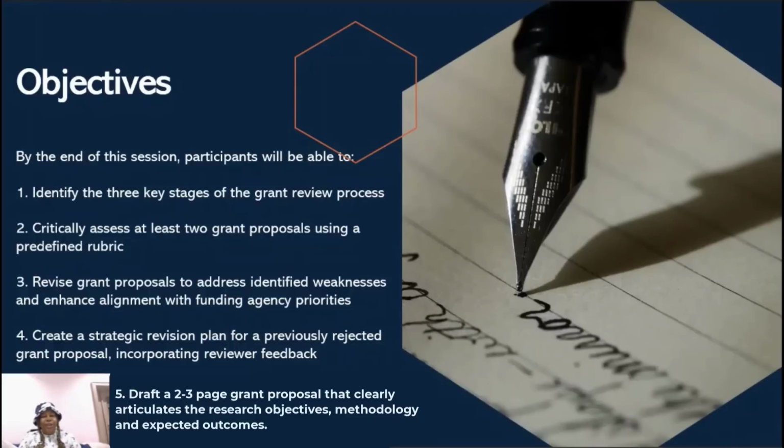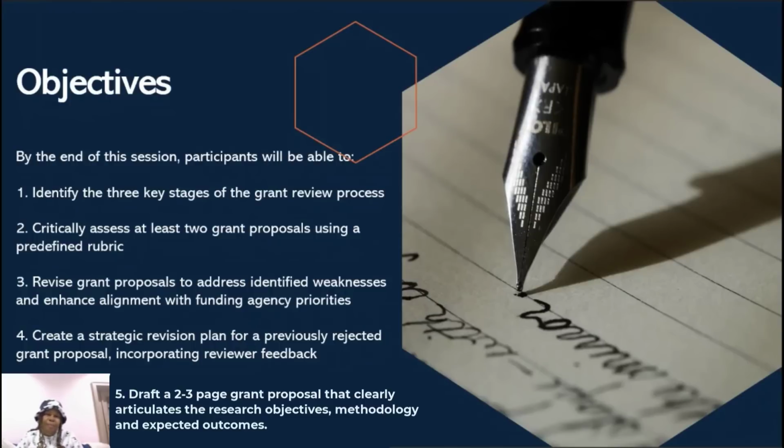Colleagues, by the end of this session, you will be able to identify the 3 key stages of the grant review process. Critically assess at least 2 grant proposals using a predefined rubric. You'll be able to revise grant proposals to address identified weaknesses and enhance alignment with funding agency priorities. Create a strategic revision plan for a previously rejected grant proposal, incorporating reviewers' feedback. And finally, you will be able to craft a 2 to 3 page grant proposal that clearly articulates the research objectives, methodology, and expected outcomes.